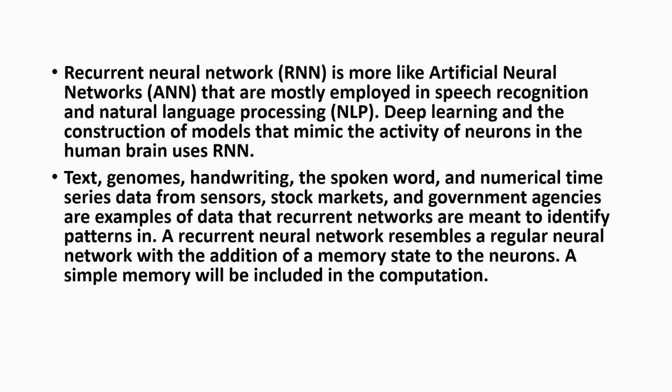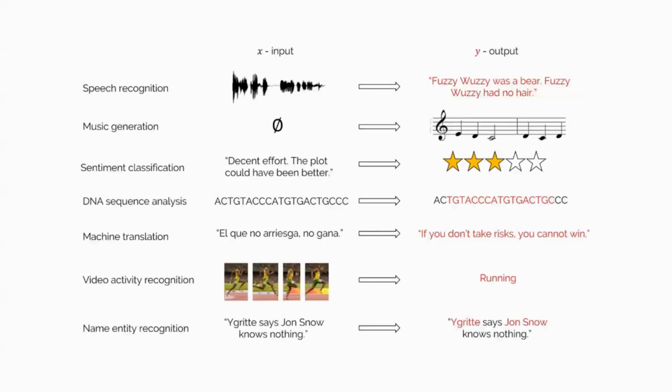A recurrent neural network resembles a regular neural network with the addition of a memory state to the neurons. A simple memory is integrated into the computation. So these are the main uses of RNN. In speech recognition, we assign the input as speech and the output is text. If you assign an input as speech, the output comes as text. If you assign an input as text, it gives voice.